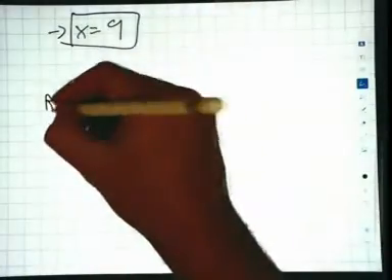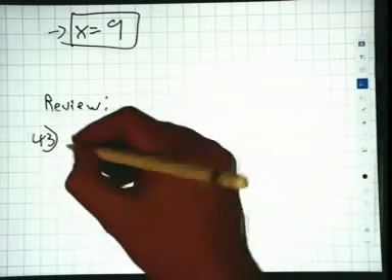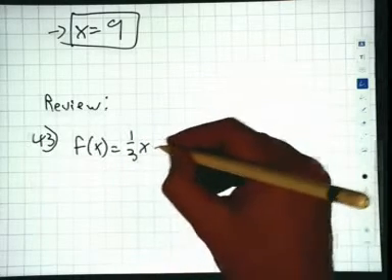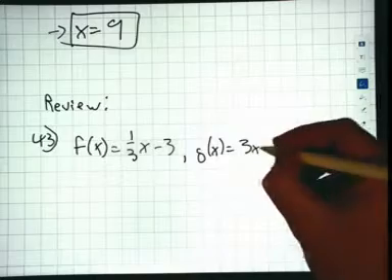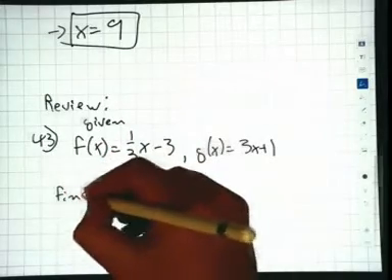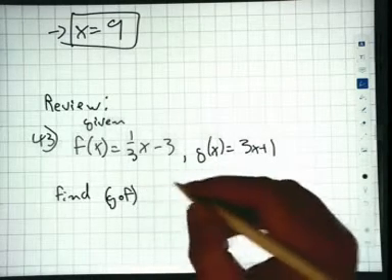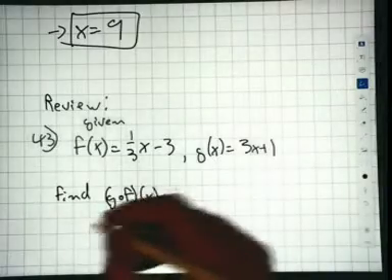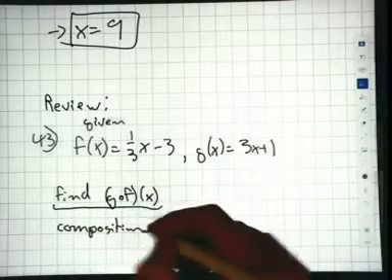So, from the review, problem number 43. This begins, first of all, with, we are given that f of x is equal to 1/3 x minus 3, and g of x is equal to 3x plus 1. This is what we're given, and we are told to find g of f of x. Alright, so this is called the composition of functions.